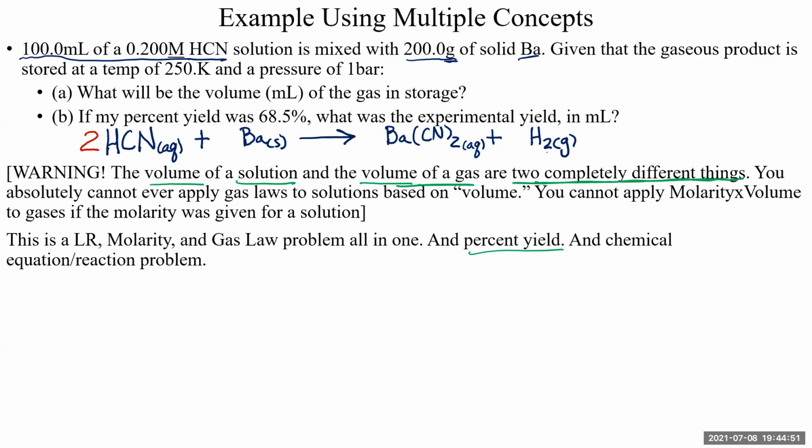But how do we do that? Well, first thing we're going to have to do is figure out the moles of hydrogen gas that results from the reaction of barium and hydrogen cyanide. We've been given specific quantities of both, which means we have to calculate the moles of each reactant and then use each reactant to calculate the amount of hydrogen we can make, and then use the lesser amount of hydrogen to calculate the moles of gas. And then we can figure out the volume using the ideal gas law.